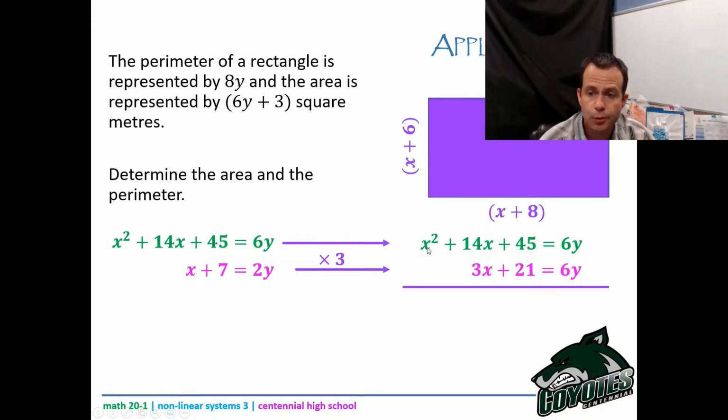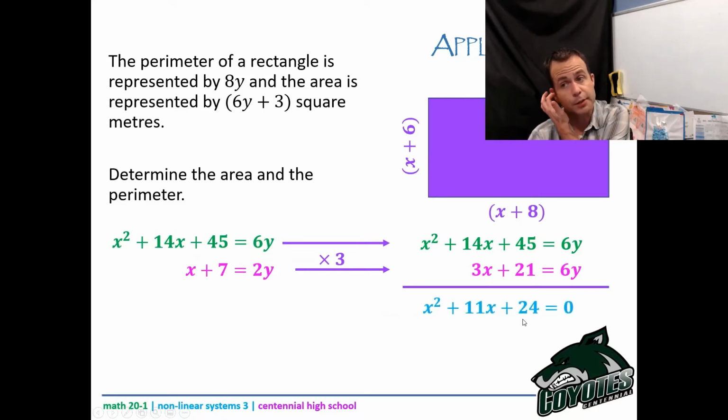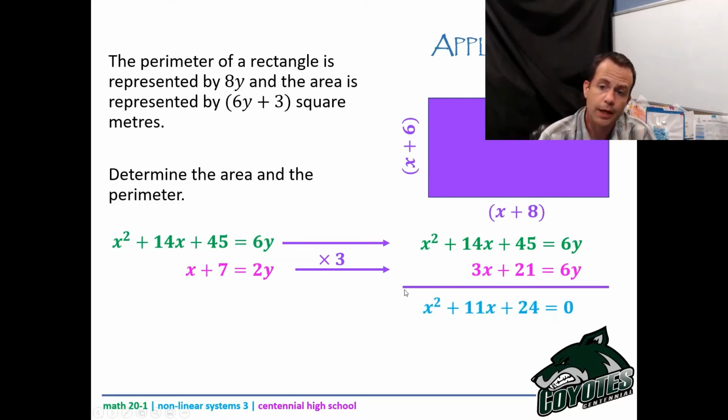Okay, so x squared minus nothing is x squared. 14x minus 3x is 11x. And 45 minus 21 is 24. Then, of course, 6y minus 6y is nothing. So that leaves me with 0. Okay, so now I'm left with a cute little quadratic to solve.